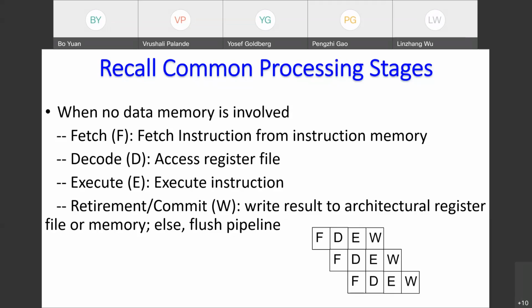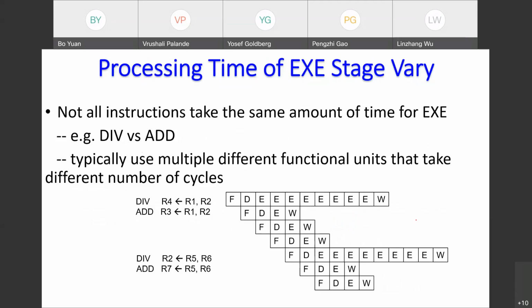So this is the ideal case. Each stage just contains one clock cycle. This is the ideal case, right? But notice that in practice, especially for the execution stage, not all instructions take the same amount of time. Not all of them just need one clock cycle.